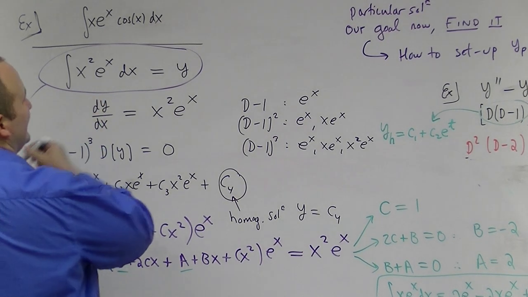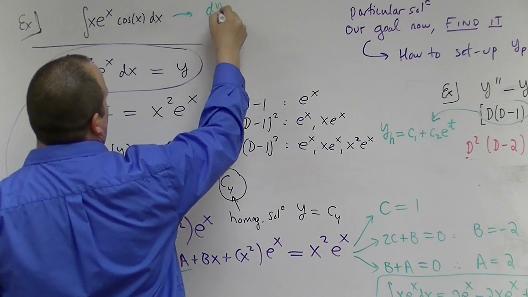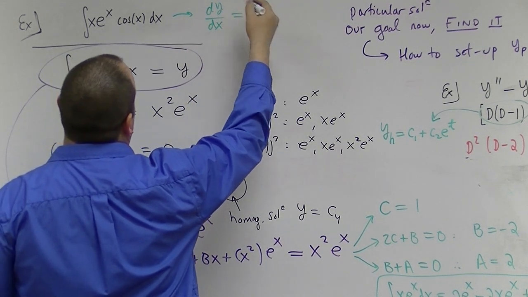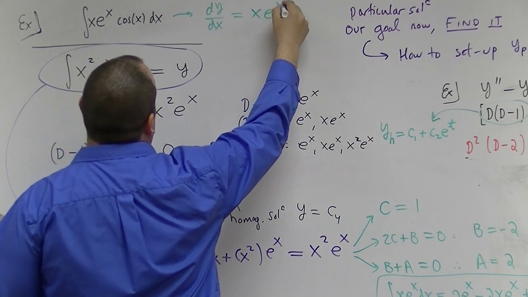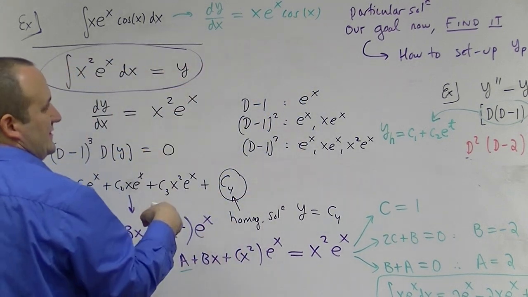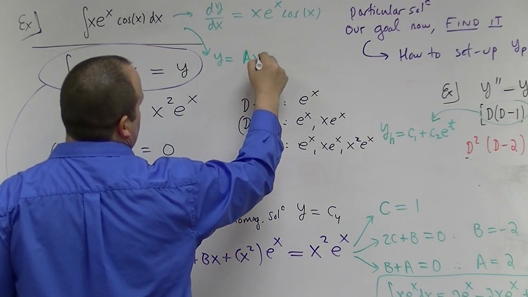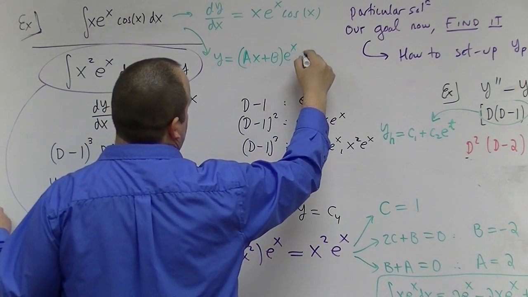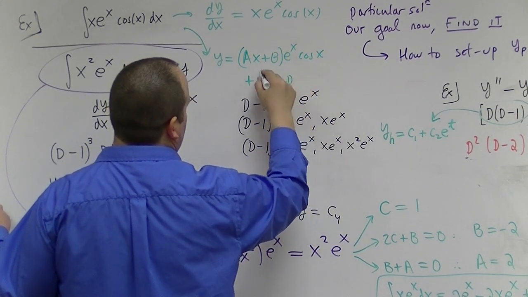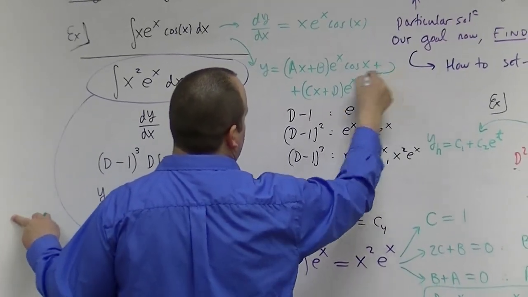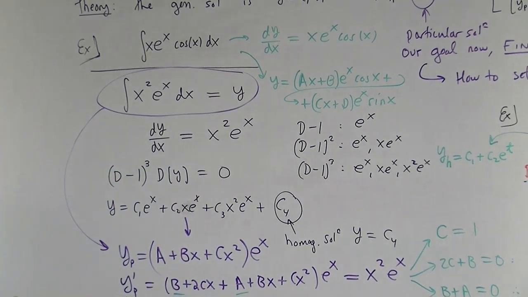Now for this one, what we'd be signing up for is dy/dx equals x e to the x cosine x. Jumping past the uninteresting steps, we eventually get y equals (ax plus b) e to the x cosine x plus (cx plus d) e to the x sine x. That would be our guess based on the annihilators. You just differentiate it and set it equal to x e to the x cosine x, and you can find a, b, c, and d probably faster than integrating by parts and looping. That's even more true once you have coefficients like e to the 2x and cosine of 3x. I think this sees through the algebra faster.